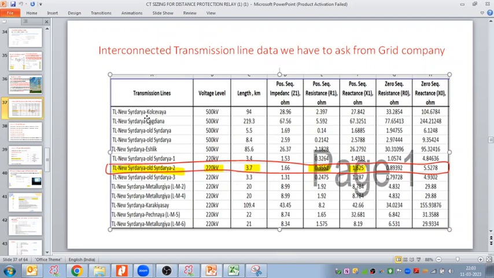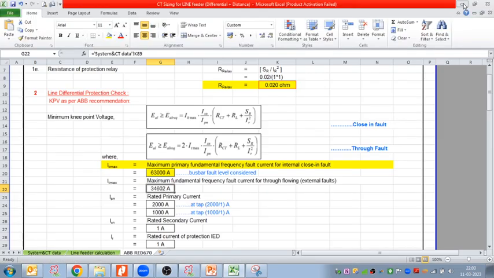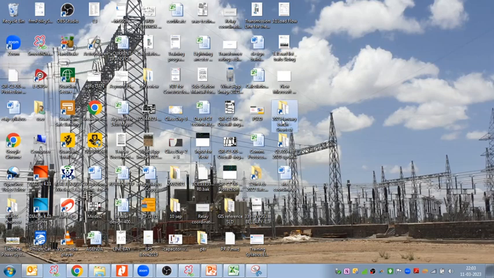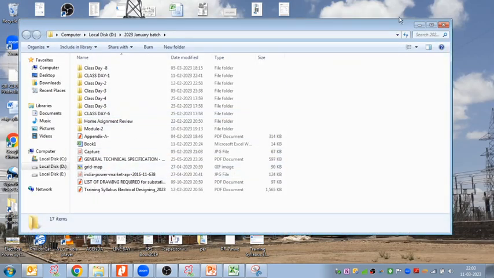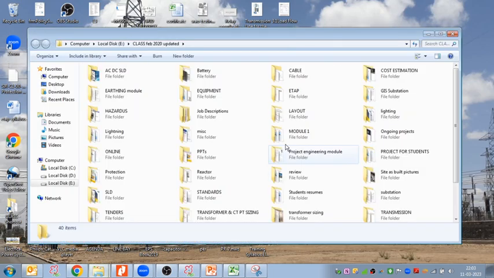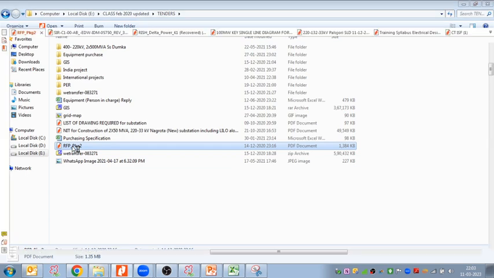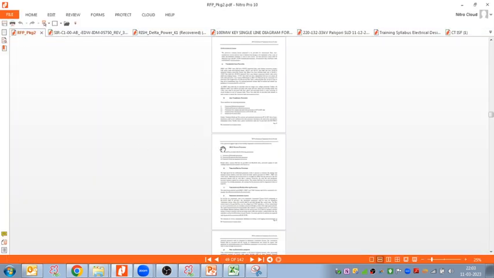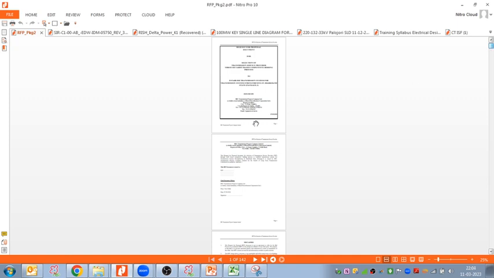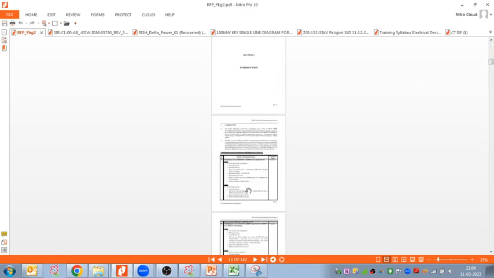In one substation you will not have only one transmission line; you will have maybe 5, 6, 8 or 10 transmission lines. If you see the tender that I have given, in that also there are many transmission lines. Let me quickly show you the tender. There is one important catch here. That's why I'm referring to the tender, the scope of the work written in the tender.